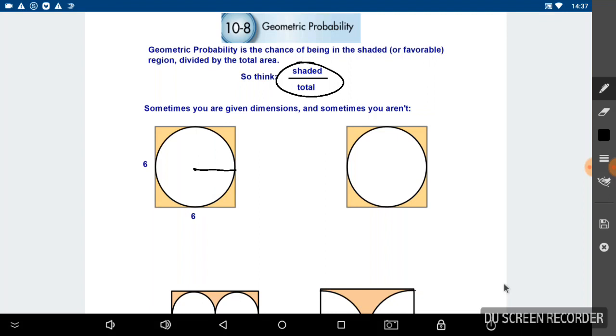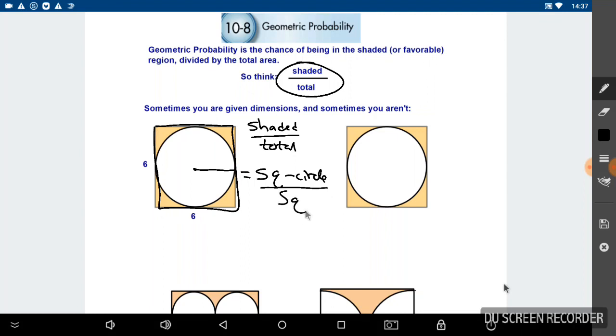And when I'm thinking shaded over total, this is always my game plan, of course. Shaded over total. So how do you find the shaded area? Well, you have to take the square's area and subtract the circle. And then the total is the square. So all the way around, like that. All right, so now just plug in.